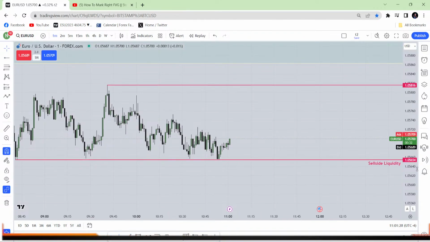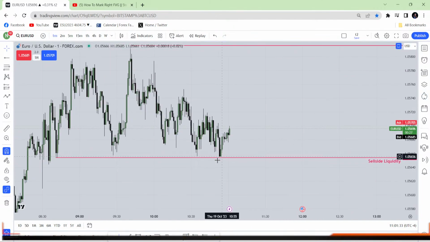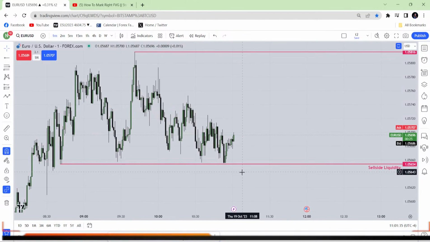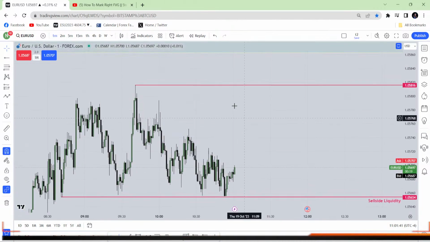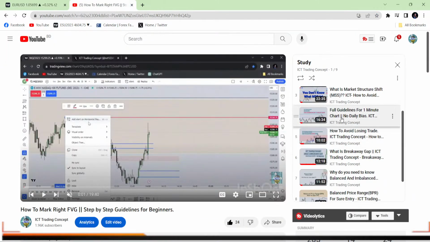You have to do this and you have to wait for the session. Then you have to wait until one is taken. I mean, if you see the sell side has been taken and then you got your market structure shift to the upper level, you will go for this buy side liquidity. This is a very easy thing. If you watch this video, full guideline for 1 minute chart, you will understand this.